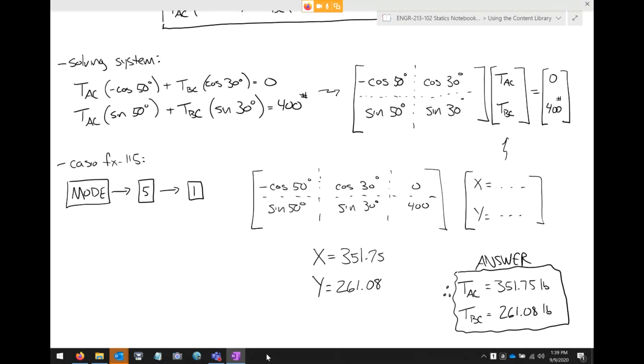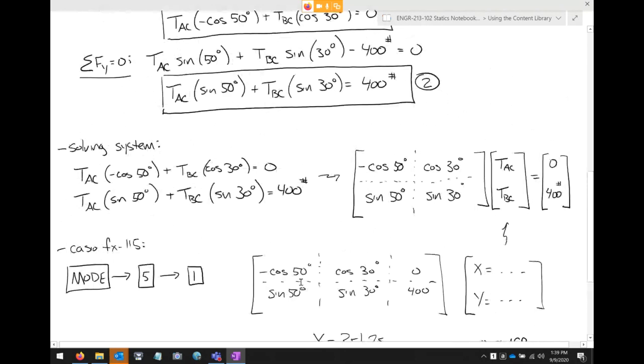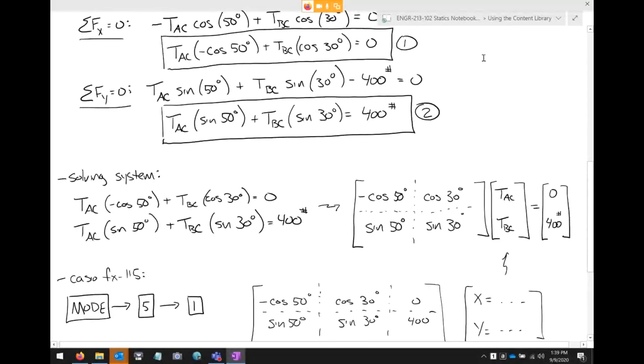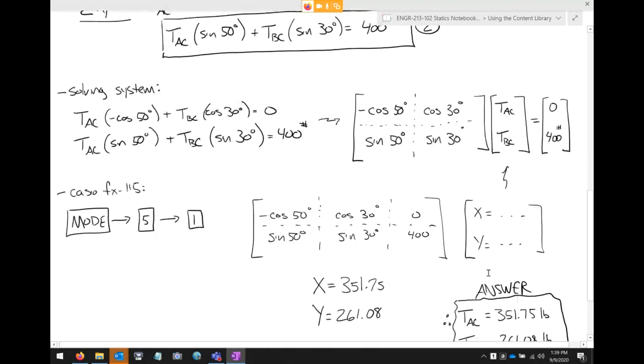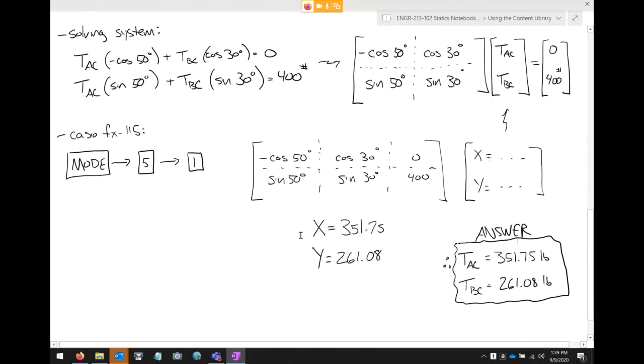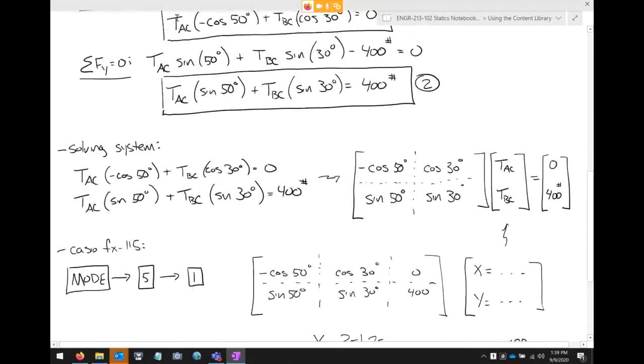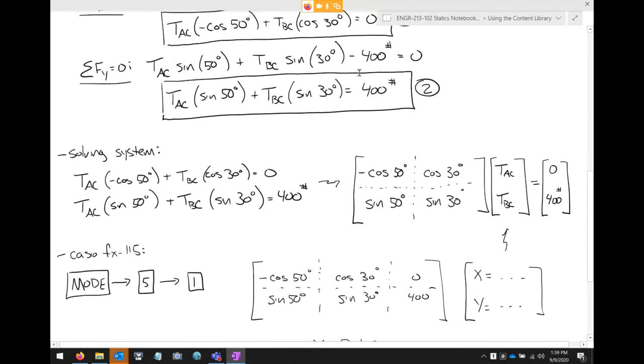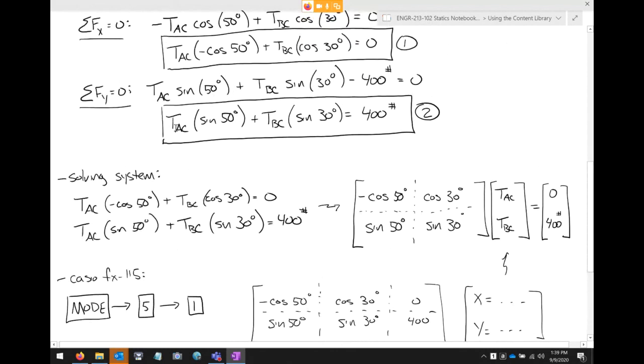in equilibrium. And one of the things that you could always do to check to make sure those values are correct is to go back to equation 1 and equation 2 and see where I have a TAC and a TBC. Well, plug in 351.75 and 261.08, and see if you actually get 0. In equation 2, plug in those values and see if you get 400.